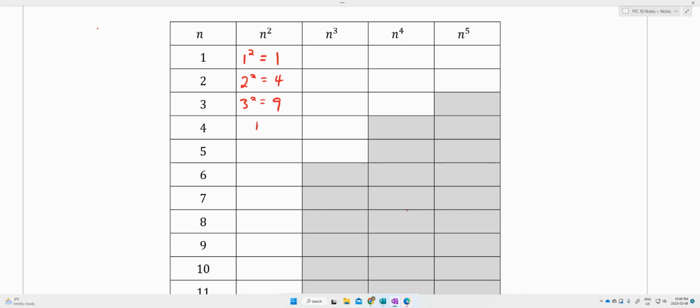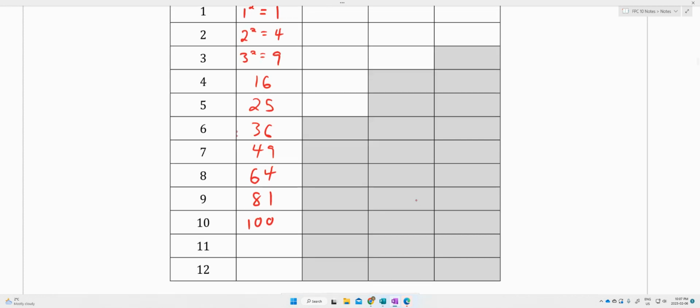So 4 squared is 16, 25 for 5. 6 times 6 is 36. 7 times 7 is 49. 8 times 8 is 64. 81, 100. Let's scroll down a bit here. 121 for 11 squared, and 144. And that's going to be high enough for our perfect squares.